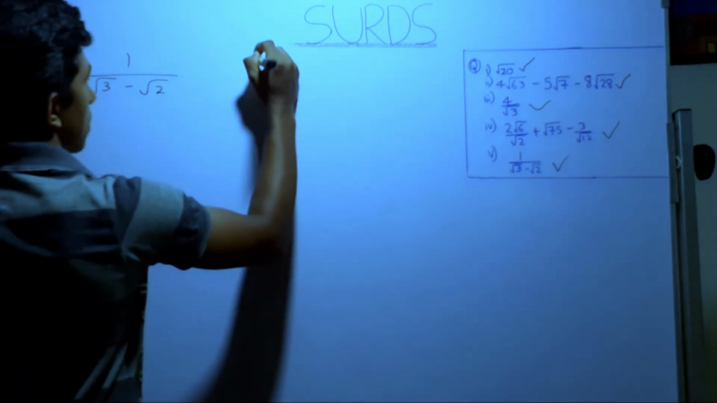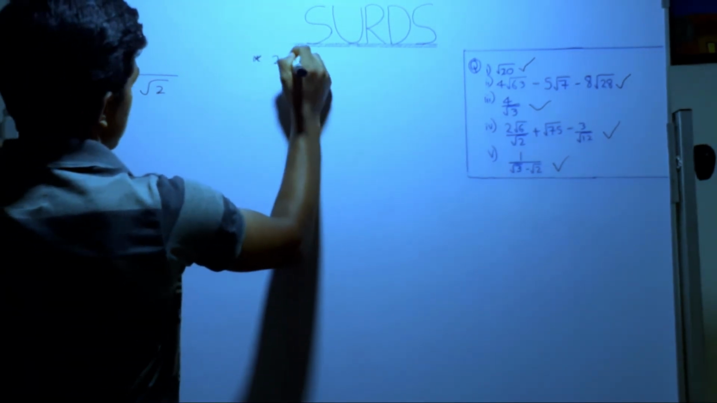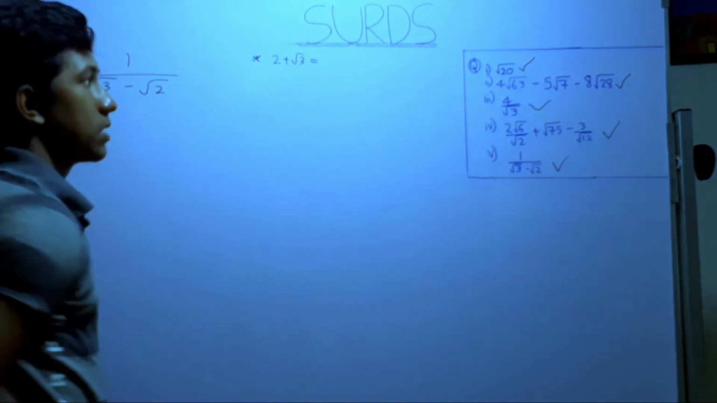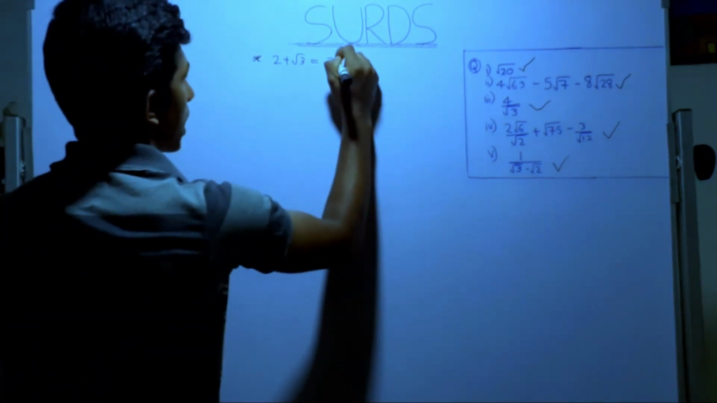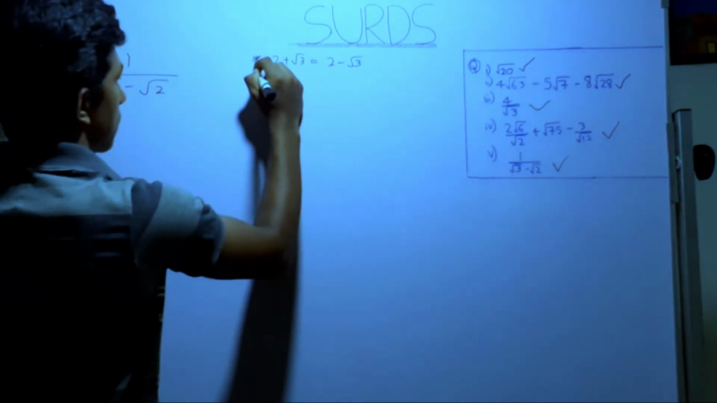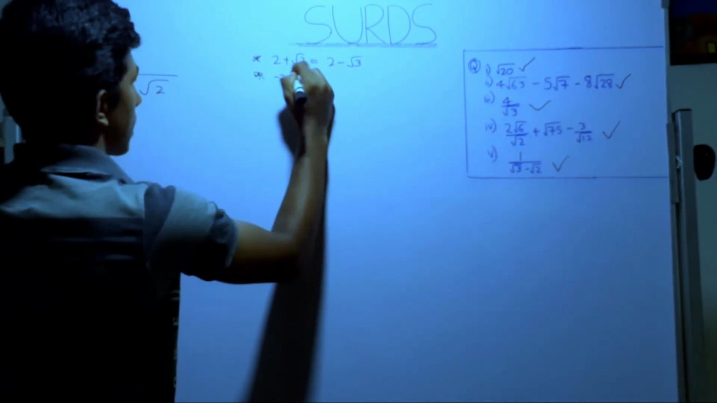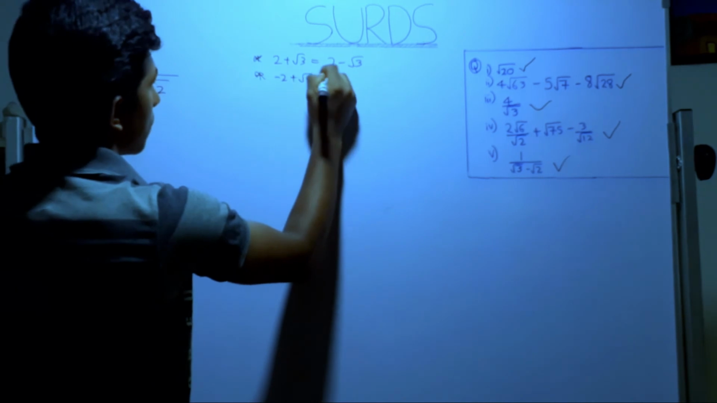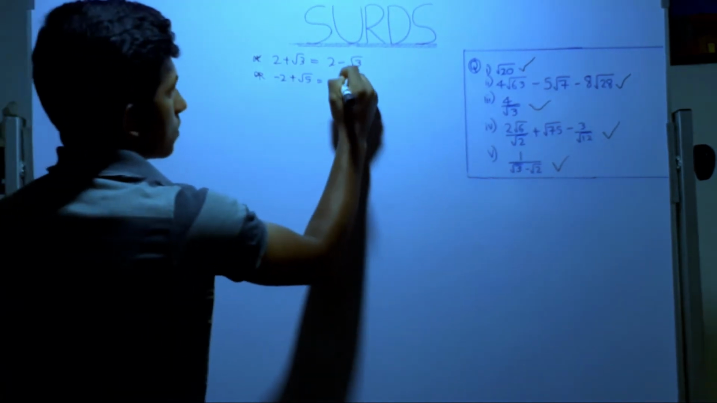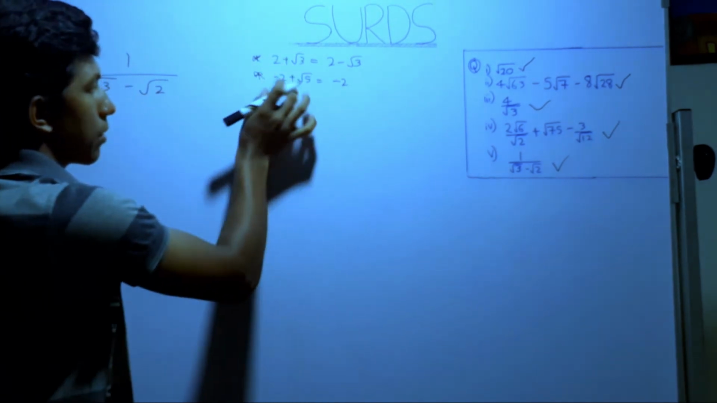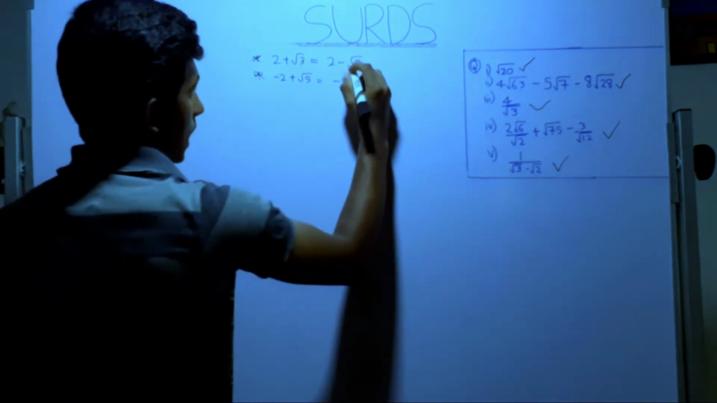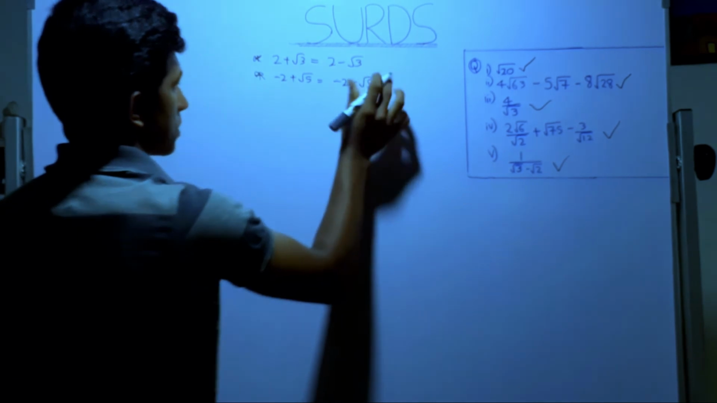So if we look at some surds, 2 plus root 3. The conjugate of this would be the opposite sign of this surd. So it's going to be 2 minus root 3. So if we take another example, minus 2 plus root 5. The conjugate of this is going to be minus 2. The real part would be same. The whole number would be same and the surd would change the sign. So it's going to be minus 2 minus root 5.